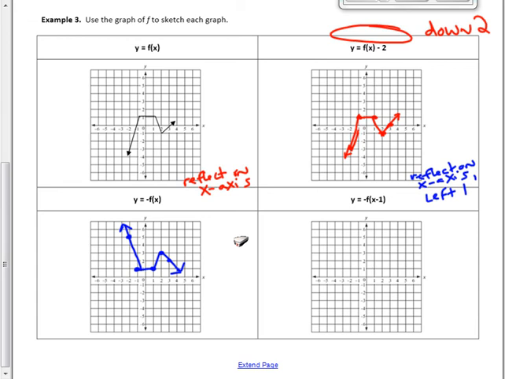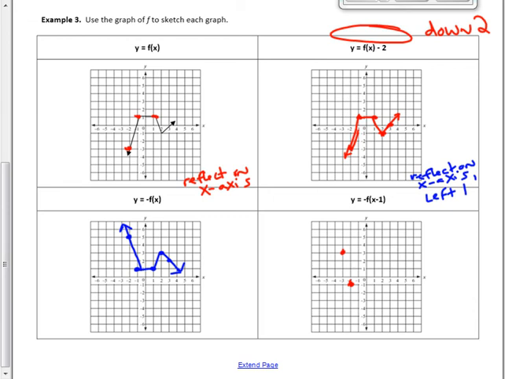So the point that was here reflects up to the +3, but then it moves to the left one. So I'm at -2, and then I'm going to move it 1 to the left to get it to -3, 3. This point right here is -1, 1. I'm flipping that upside down to be at -1, -1, but then I'm moving that one spot to the left to be -2, -1.